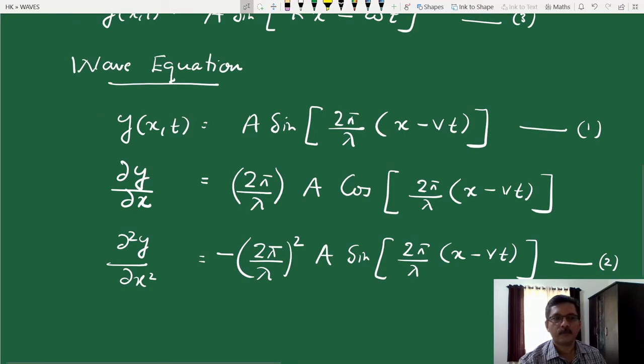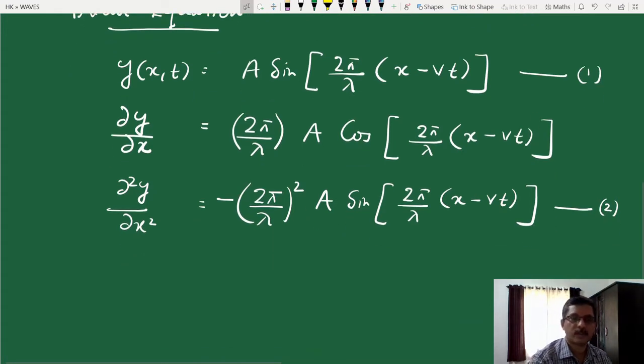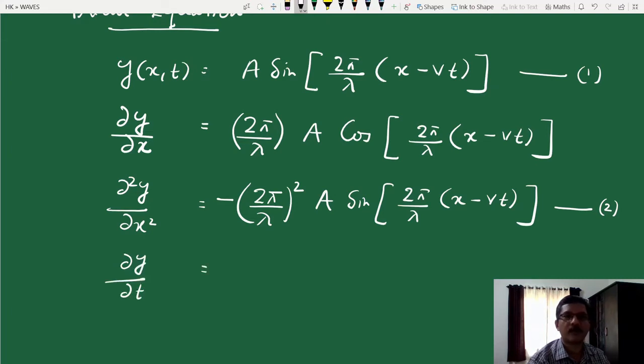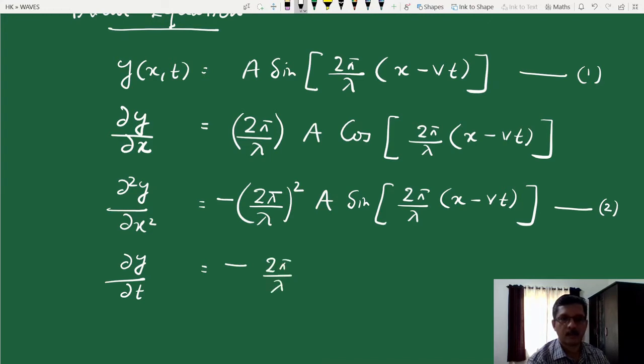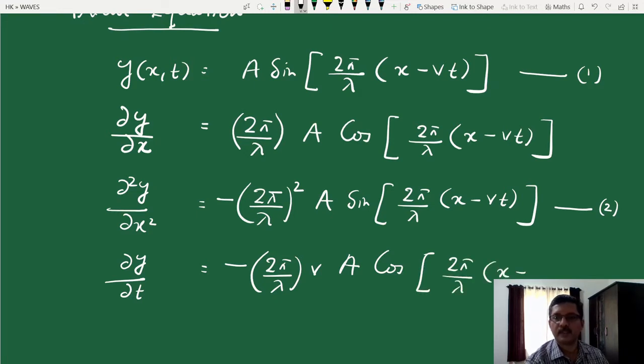Now, we have done the second derivative in position. Let's go back to equation 1. This time let us take a time derivative, once, dou y by dou t. Again, derivative of sine function is cosine function, and the coefficient of time will come out. What is the coefficient of time? 2 pi by lambda is there, and also minus v is there. So 2 pi by lambda times minus v will come out. So what you have here is minus 2 pi by lambda times v. The remaining part, a is constant, there is no change. Sine function becomes cos function, cos 2 pi by lambda x minus vt.